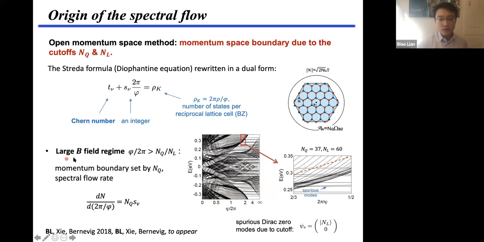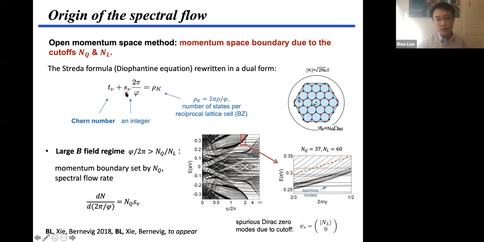So then there are actually two different regimes. In the large B field regime, as you can see, this boundary given by the Landau level cutoff would be larger than the momentum space reciprocal lattice cutoff. So the momentum space lattice boundary is given by the cutoff NQ. In this case, the boundary does not depend on magnetic field B, and one could show that the spectral flow rate is controlled by this NQ, basically proportional to the area of the momentum space, and the coefficient is this S nu.